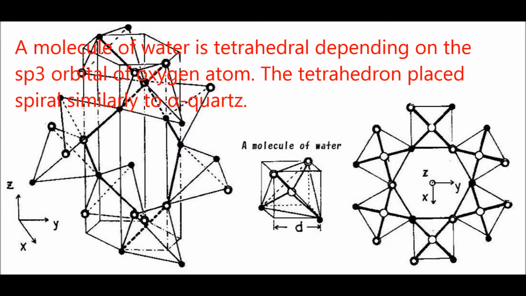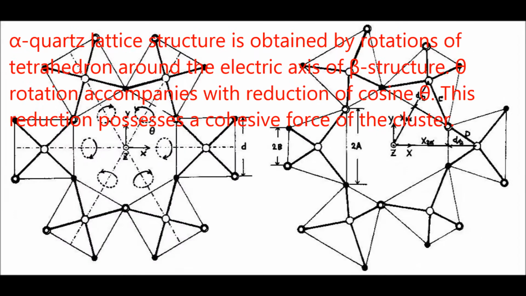A molecule of water is tetrahedral depending on the sp3 orbital of oxygen atom. The tetrahedron is placed in a spiral similarly to alpha quartz. The alpha quartz lattice structure is obtained by rotations of tetrahedron around the electric axis of beta structure.